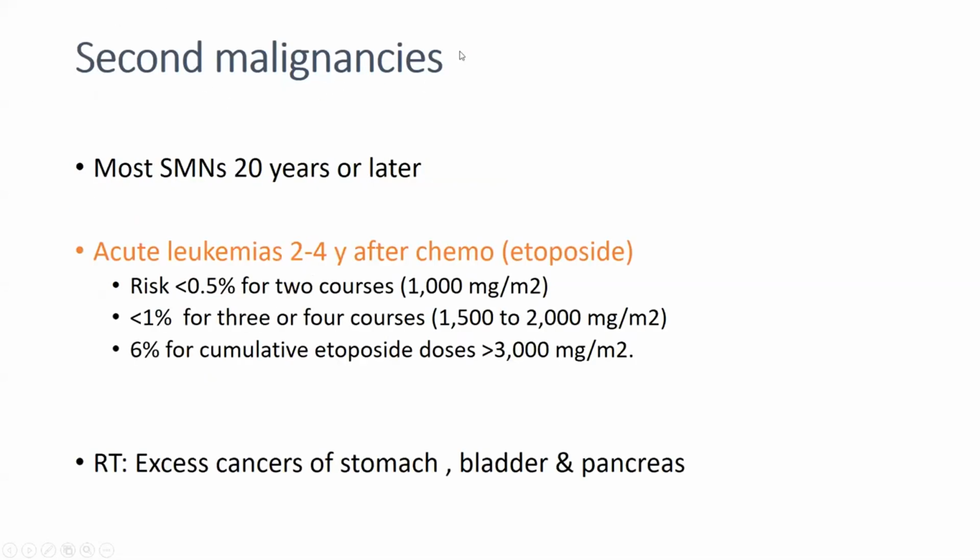Then there is a risk of second malignancy after 10 or 20 years. It has been seen that etoposide can lead to second malignancy like acute leukemias, and there can be radiotherapy-induced second cancers like cancer of the stomach, bladder, or pancreas.